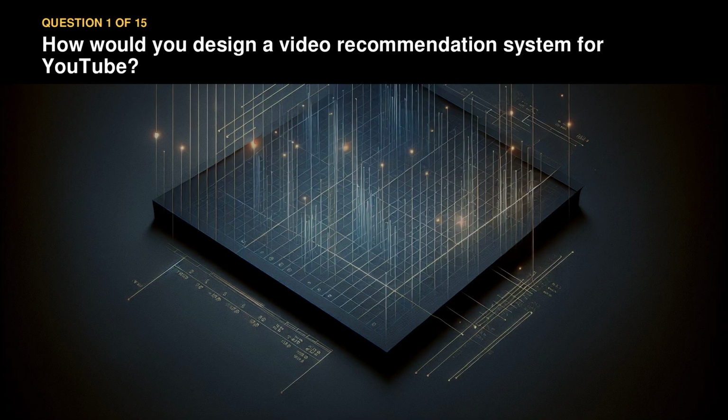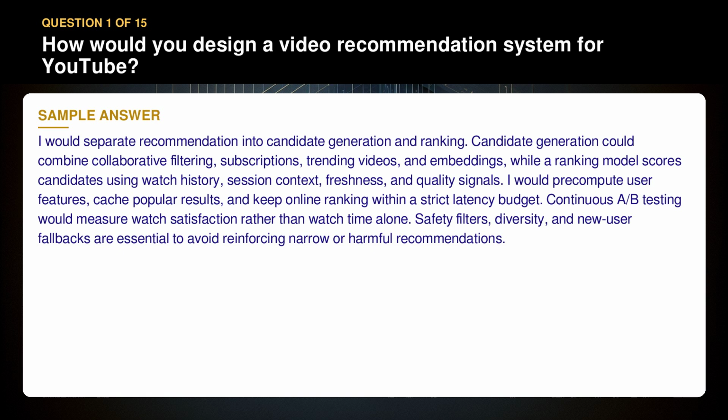Question 1. How would you design a video recommendation system for YouTube? I would separate recommendation into candidate generation and ranking. Candidate generation could combine collaborative filtering, subscriptions, trending videos, and embeddings, while a ranking model scores candidates using watch history, session context, freshness, and quality signals.